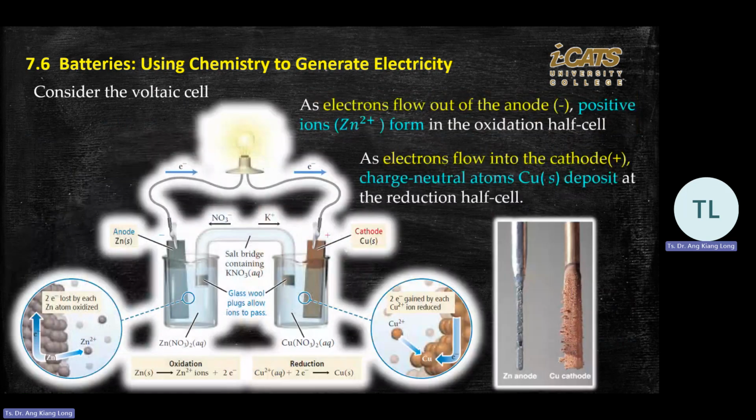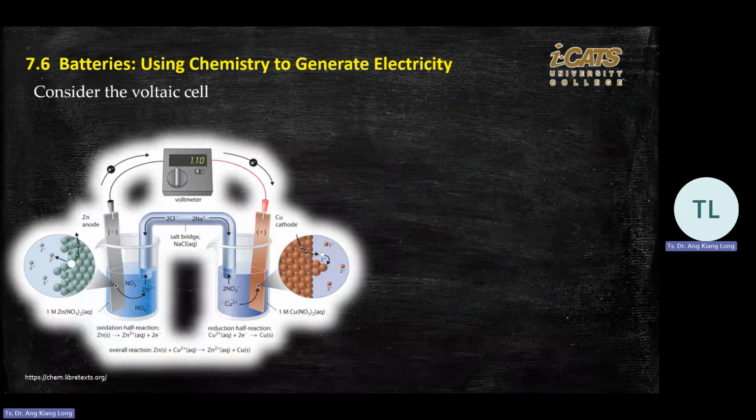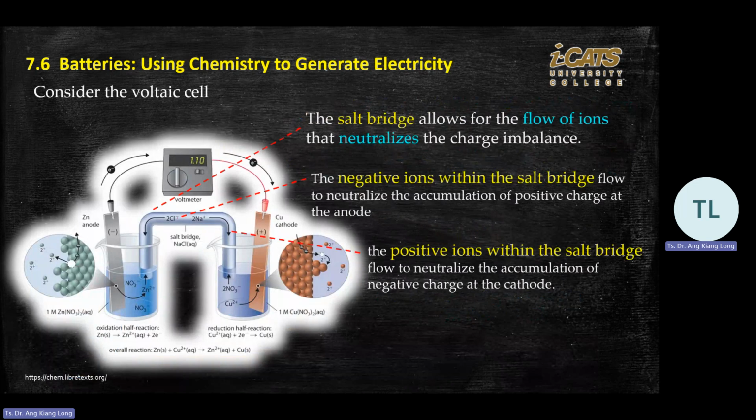So this is the observation in the lab later. Zinc will become narrower. If your deposition, you have bigger and bigger, and you see there's a deposition there. Yeah, the rest you read from the slide here.